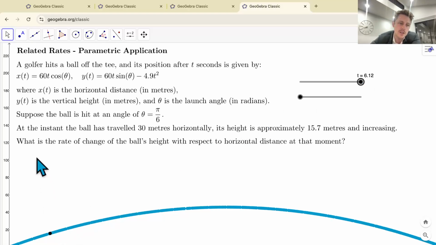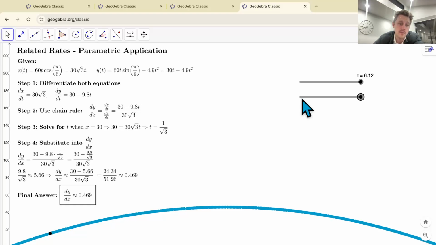Okay, but our question is, what's the rate of change of the ball's height with respect to horizontal distance at this moment, which is when it's 30 meters horizontally and 15.7 meters vertically. So pause the video, and based on what you've just learned about parametric related rates of change, see if you can work it out. But here is the answer.